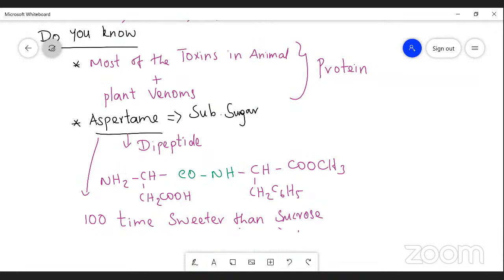Now, aspartame is also a protein which consists of only 2 amino acids, so it is a dipeptide. It is 100 times sweeter than sucrose.